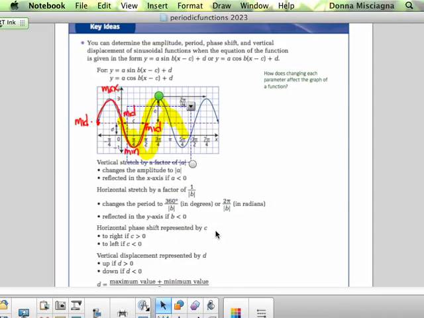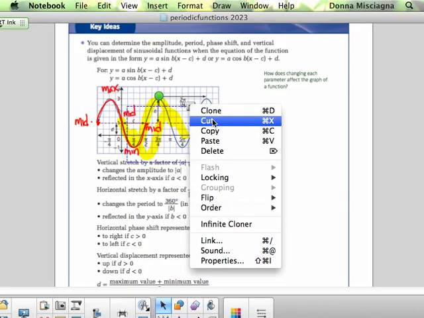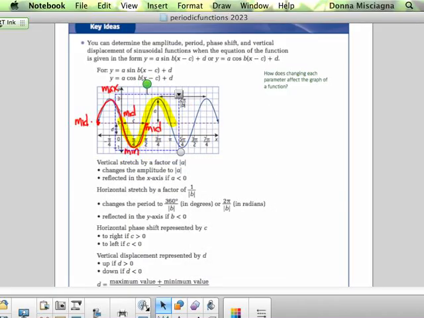Oops, I did not want to make two. I just wanted to get rid of it. There we go. All right, so that is going to be the period that we choose. Now that's going to be our period of sine.